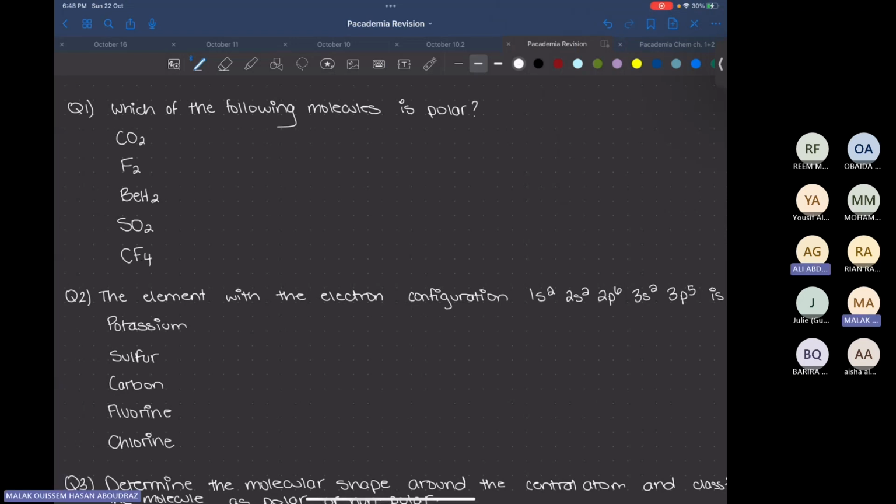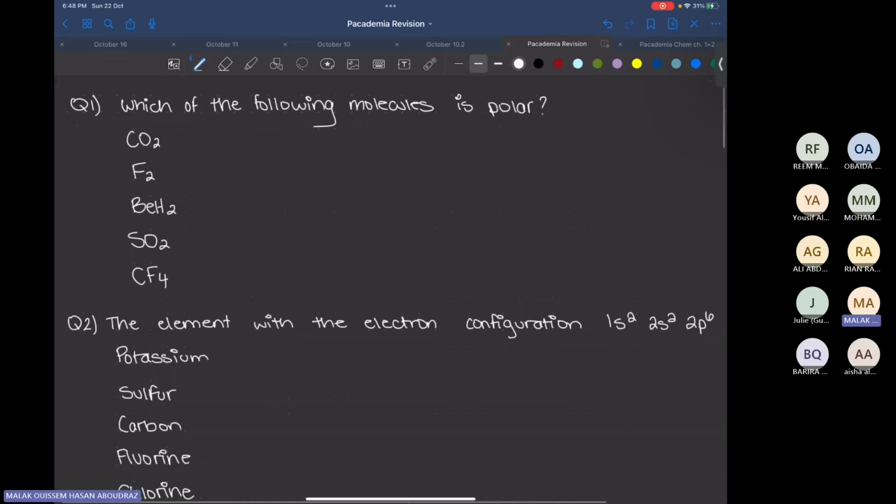Which of the following molecules is polar? Does anyone know the answer to this question? Okay, let's solve it together. BeH2? The third one? BeH2, yeah. So you guys are saying BeH2? Yes. I'll explain why BeH2 is wrong.